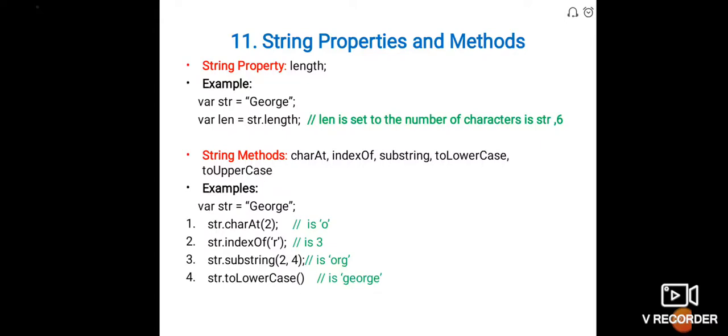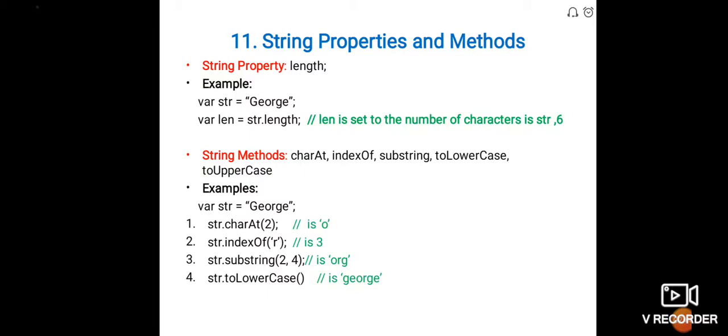Then the third one is substring. It is used to return the substring of a main string object from the first parameter position to the second parameter position. Here we are passing two parameters. Next, toLowerCase. It is used to convert uppercase letters to lowercase, and toUpperCase is used to convert lowercase to uppercase. We will see the example here.